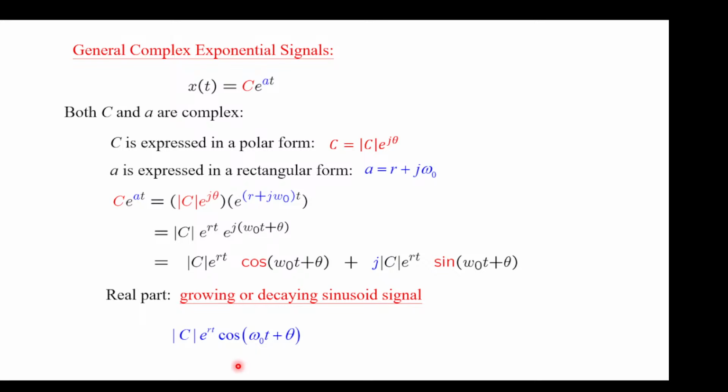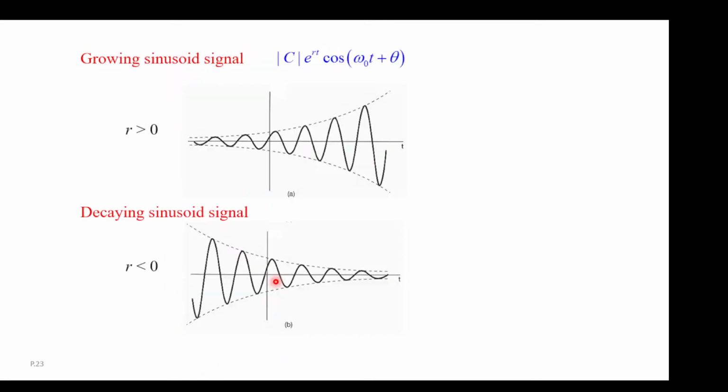So for example, the real part is this thing. So it's like this. Okay. So c to the rt. When r is greater than 0 there is some growing exponential, and then you have the cosine of omega t plus theta oscillating inside this envelope. And if r is less than 0, then you have a decaying exponential amplitude, and you have the cosine oscillating inside. Okay, so those are nice pictures. Any question? Oh yeah, please.